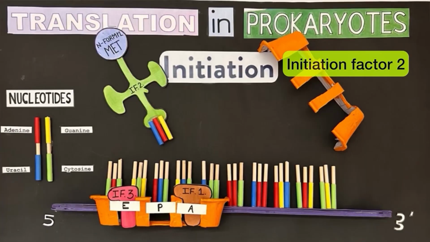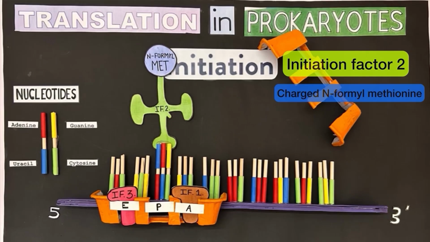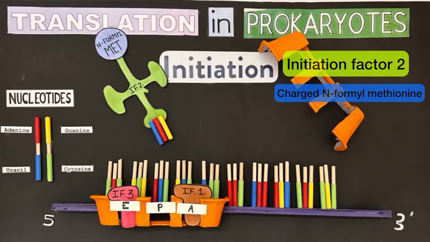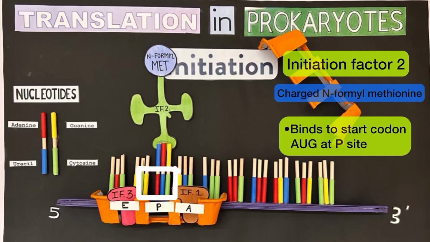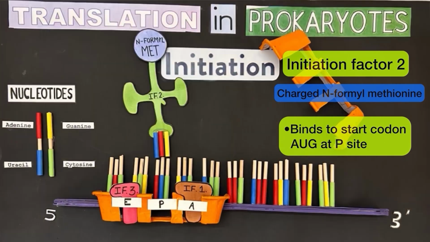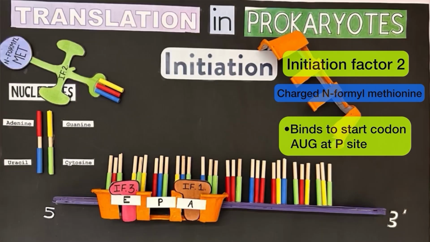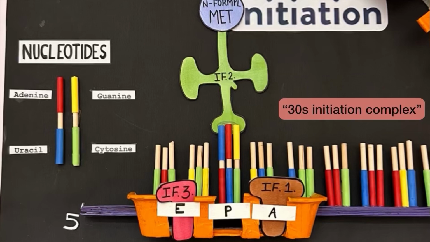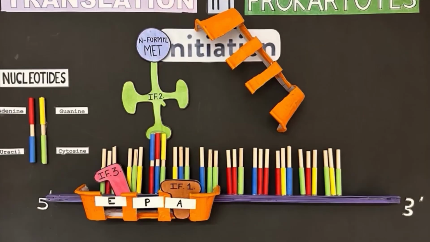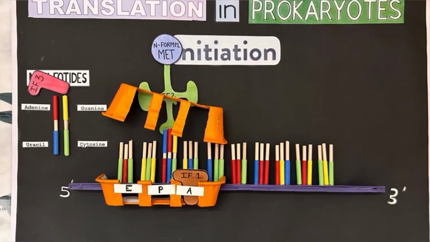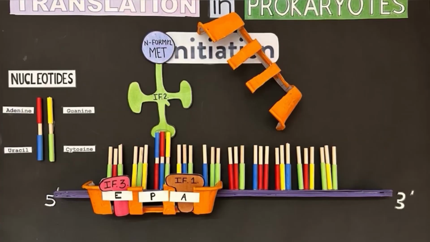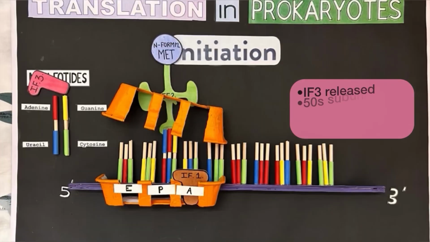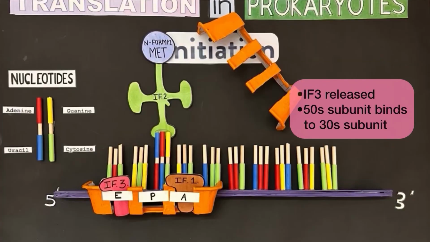Now, initiation factor 2 along with charged N-formyl methionine binds to the start codon AUG at P site because it has the anticodon for the start codon on mRNA. Binding of all the factors to the 30S ribosome leads to the formation of the 30S initiation complex. Binding of initiation factor 2 causes conformational changes in the 30S ribosomal unit. This causes release of initiation factor 3.